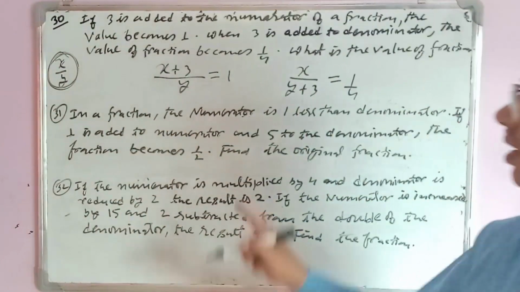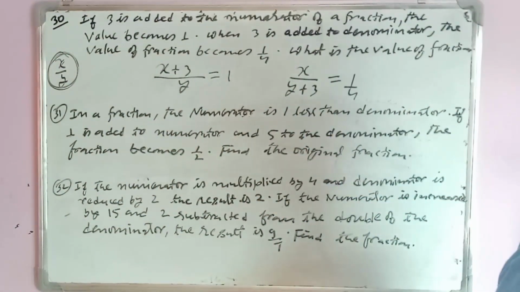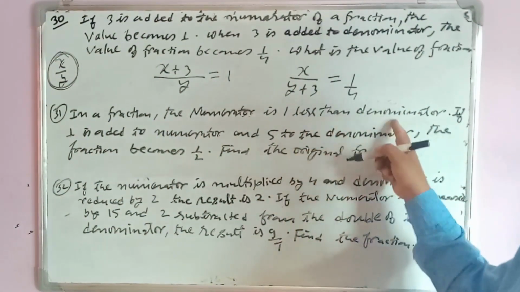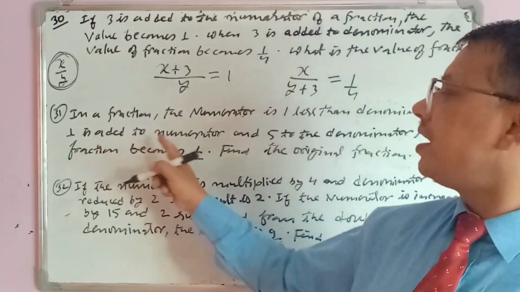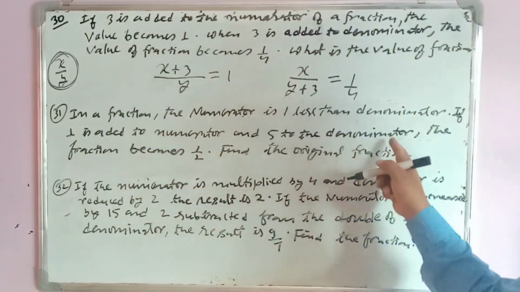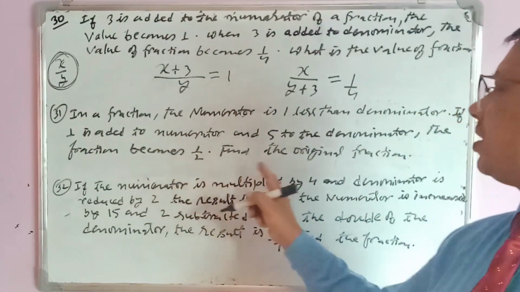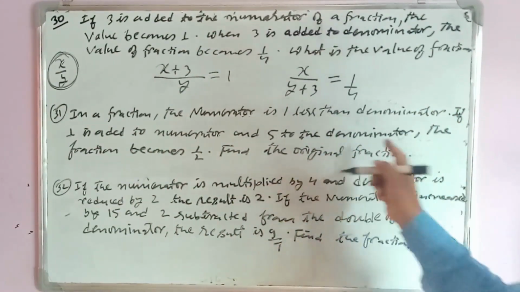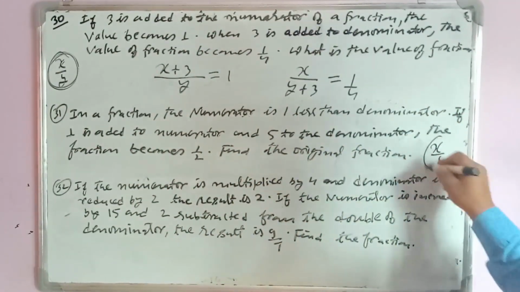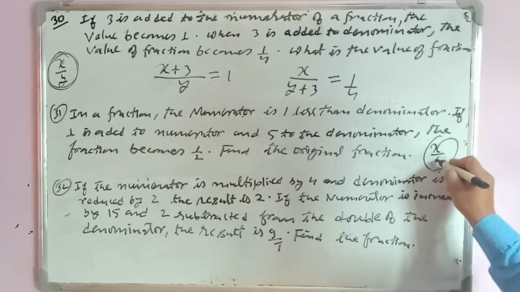After getting x and y, you should replace the values of x and y in the fraction x by y. Now 31. In a fraction, the numerator is 1 less than the denominator. If 1 is added to the numerator and 5 is added to the denominator, the fraction becomes 1 by 2. Find the original fraction. Let the original fraction be x by y.